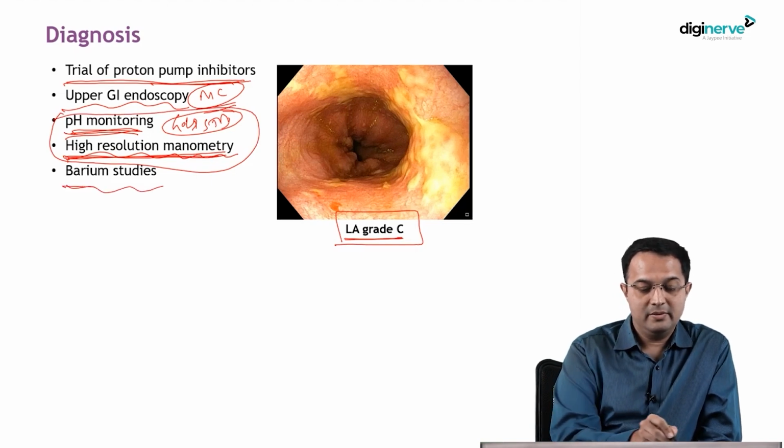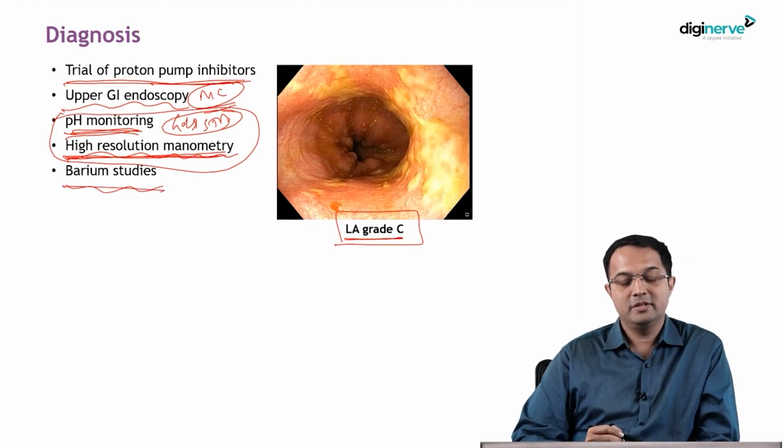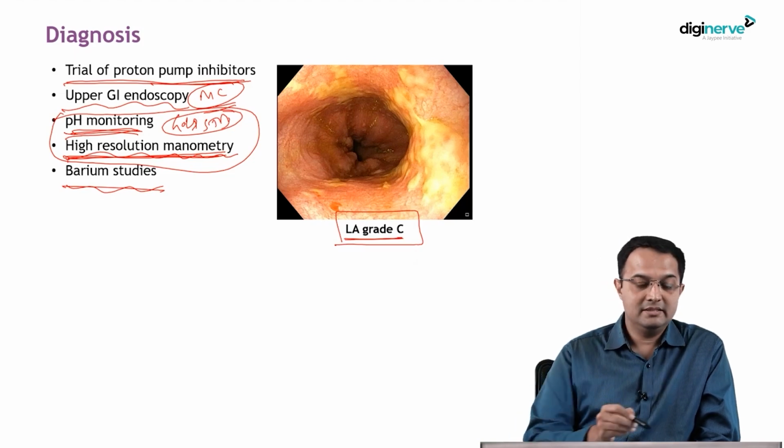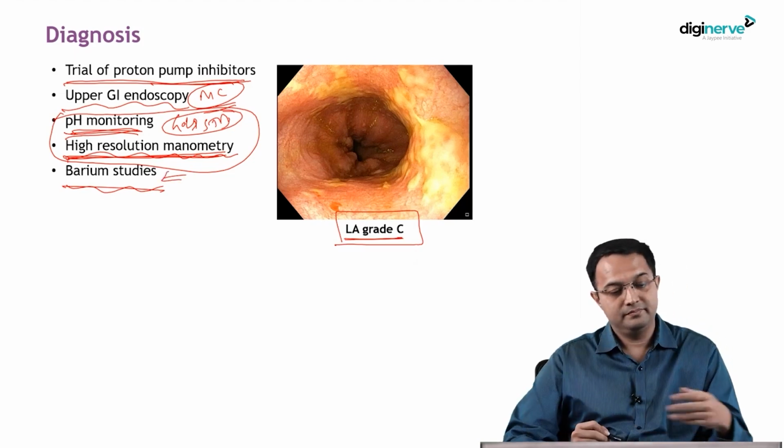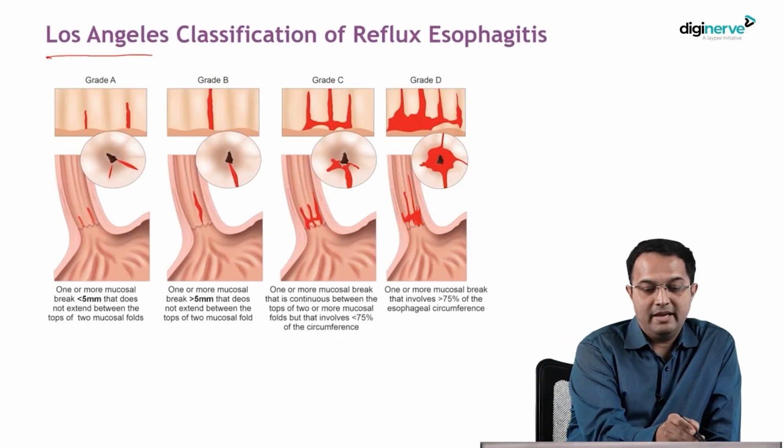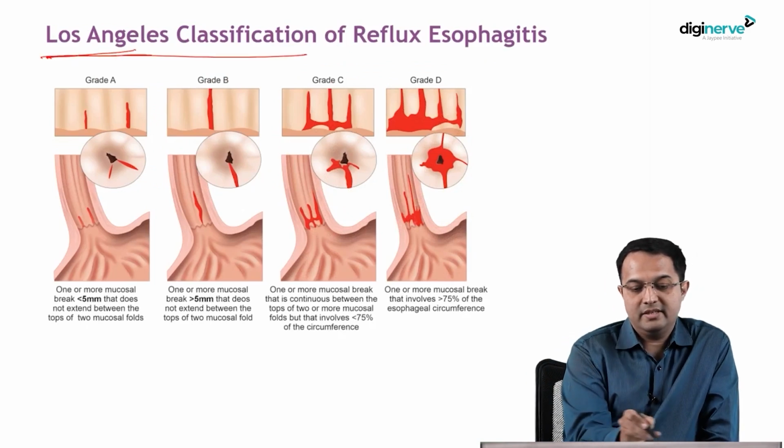Barium studies, previously we used to do these, now they are not of much use, but they can be helpful in patients who have complications of GERD, or after surgery if the patient develops some complications, then barium studies may be useful. So I just showed you the picture of the Los Angeles classification.